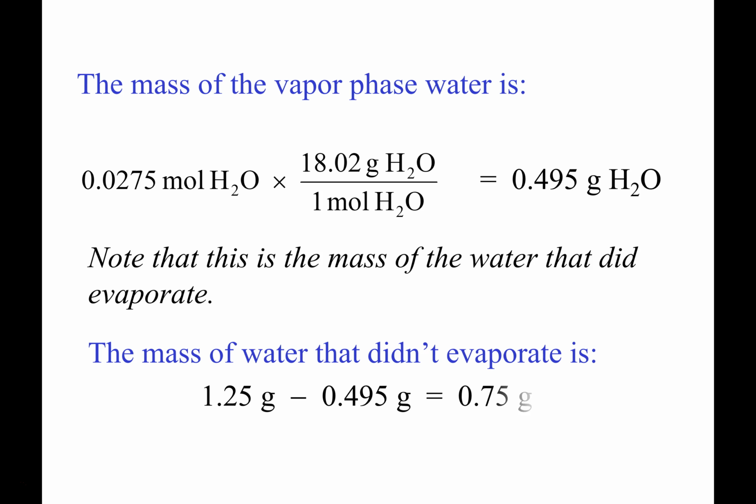We don't do as much subtraction in chemistry as we do multiplication and division. Notice that I have my 1.25 grams minus 0.495 grams, and I have 2 decimals in the first term, 3 decimals in the second, so I'm only allowed 2 decimals in my answer. That's why it's 0.75 grams. She asked, do I need to put the H2O on there? It's optional. If we had masses of different things, you definitely would have to.